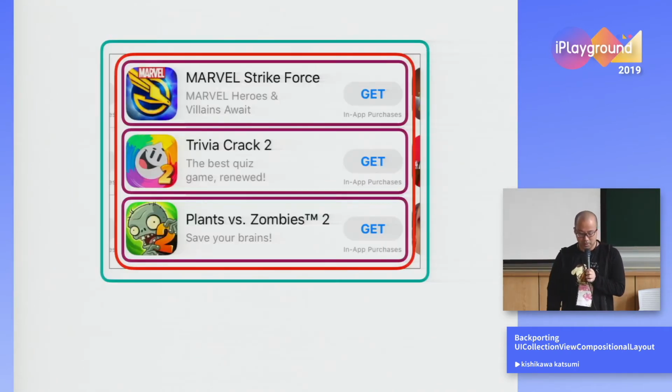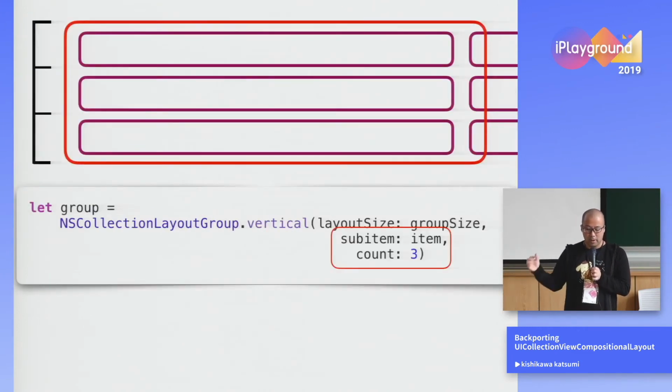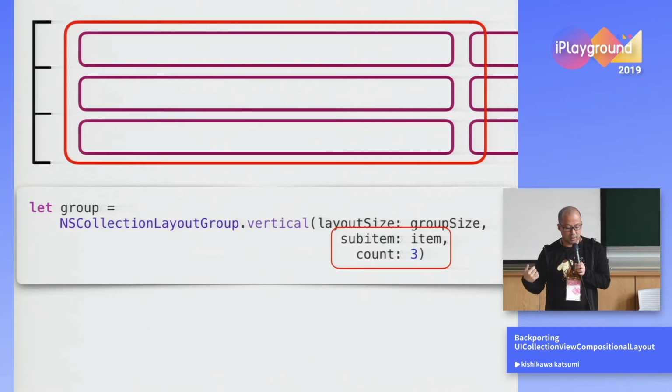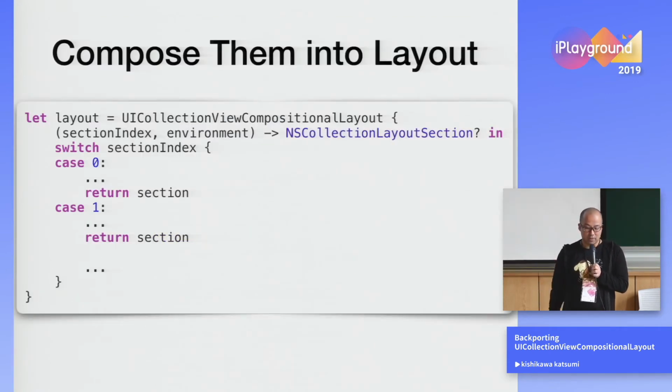How about another section? A group has multiple items. There are multiple ways to specify the size when a group contains multiple items. In this example, specify the number of items in the group so that the size is automatically determined equally. This method is useful when the number of items that the group contains is fixed. This is because the framework will automatically calculate the size that will fit exactly. We don't have to think about how much size to specify to fit into the group. All that remains is composing them.